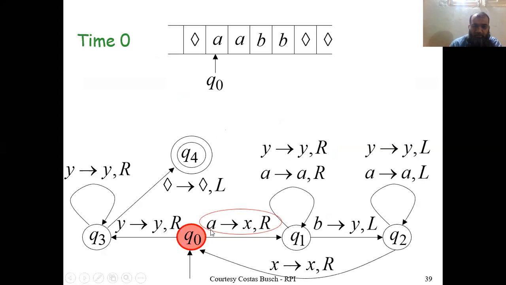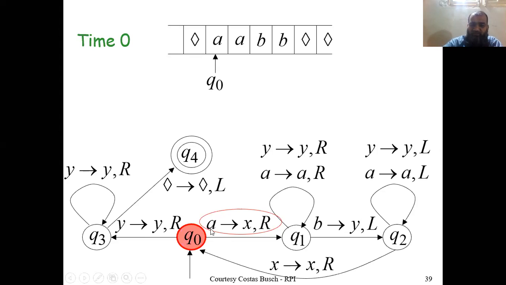If you have input A, you will change input A to X and move to the right. You will be on state Q1, and if there are further A's, the remaining A's will stay the same. You don't change them because you want to compare the first A with the first B, the second A with the second B, the third A with the third B. That is the simple strategy.